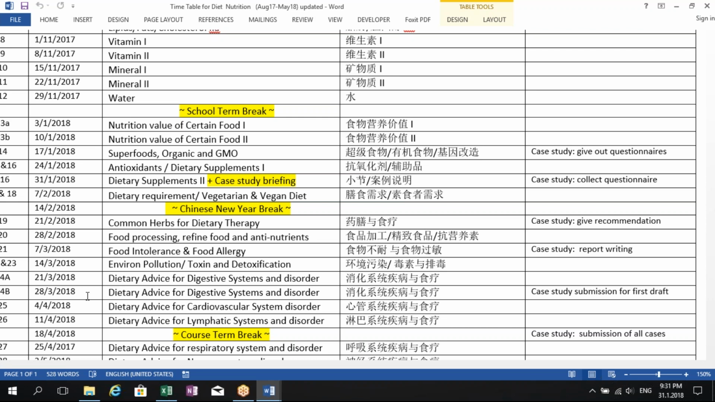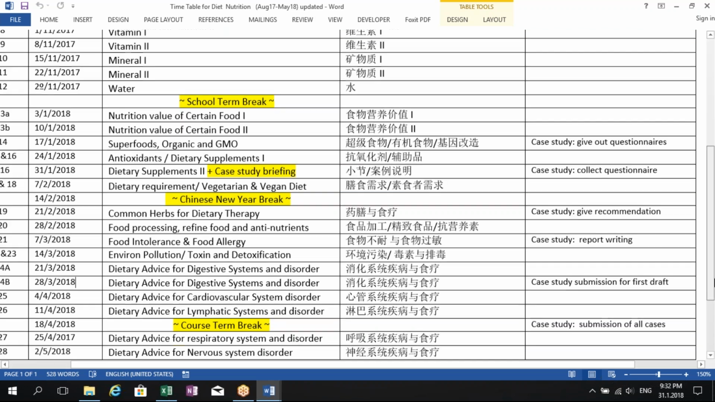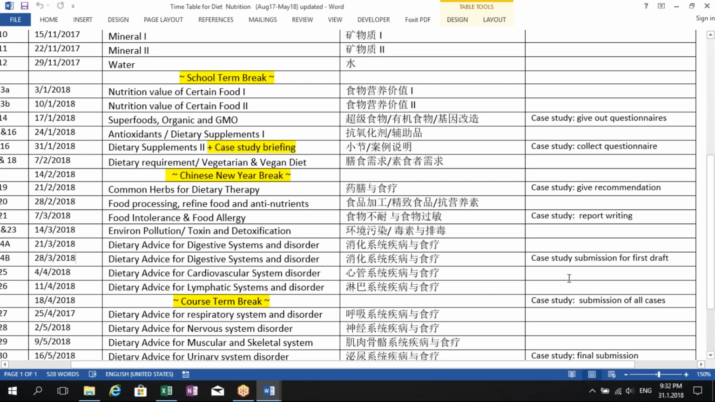First draft of 1 case only. We don't want you to submit all 5 cases without knowing whether your writing is correct or not. We don't want you to continue with the rest of it. So we will review the first case, and then we will come back to you. We will tell you what are the wrong things you have done.